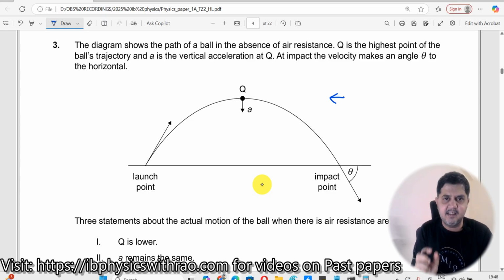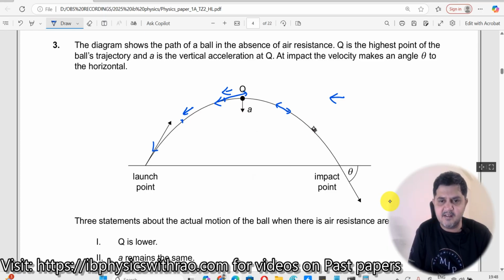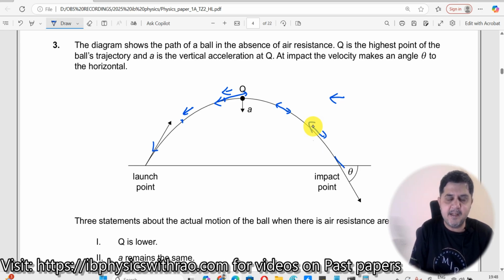Air resistance is nothing but resistance given to the motion of the object along its full trajectory. When the particle is being launched here, air resistance is like this. At this point, air resistance is like this. At this point, air resistance is like this. Everywhere, when you draw a tangent, the opposition is given like this. So at every point it is acting like this.